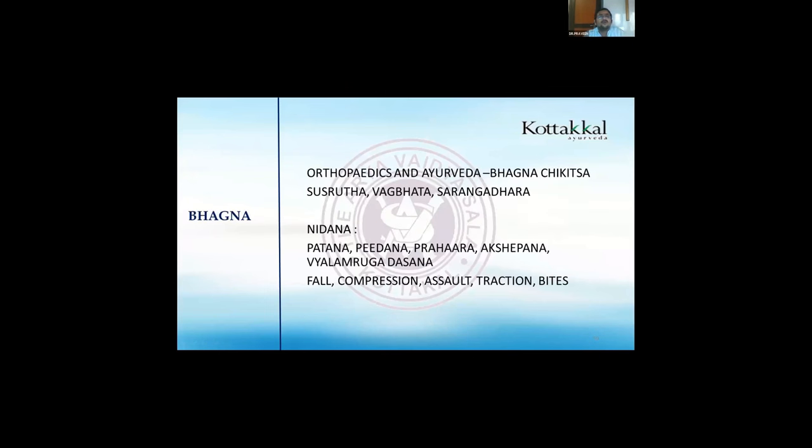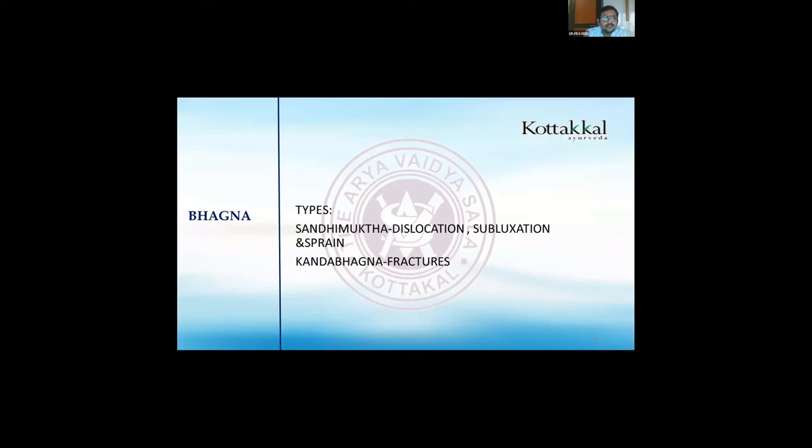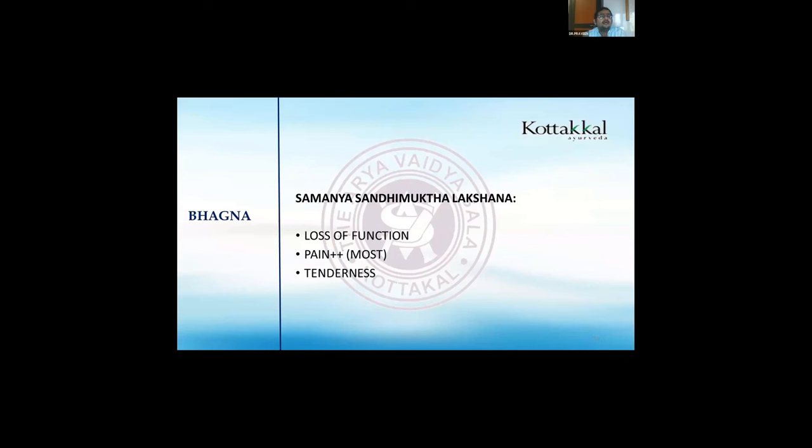So coming to orthopedics, Bhagna: Susruta, Vagbhata and Sarangadhara have mentioned the classification and description, which we can see in Susruta and Vagbhata. All kinds of violence, injuries and assaults are the causes: patana, pidana, prahara, and here animal bites are also mentioned. The basic classification is dislocation, Sandhimukta, and fracture, Kandabhagna. In Sandhimukta the loss of function and pain are greater than in a fracture; a fracture may have less pain than a dislocation.